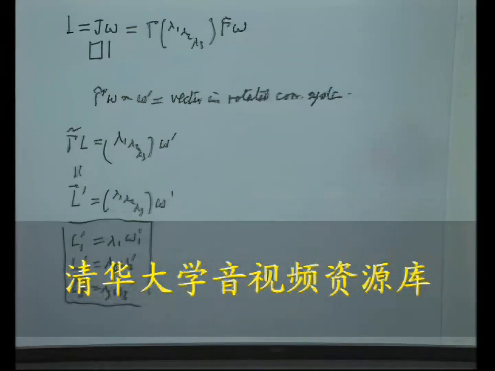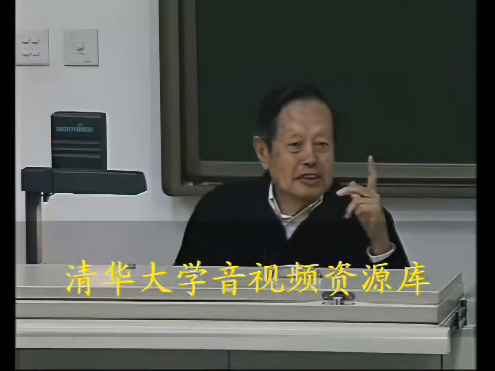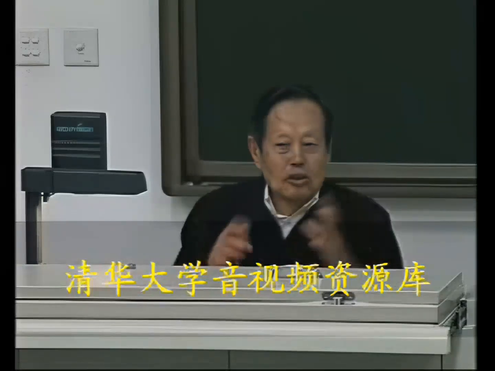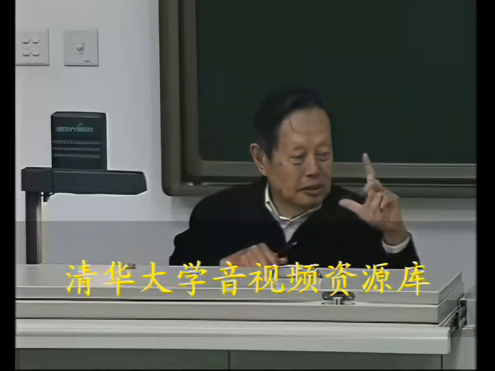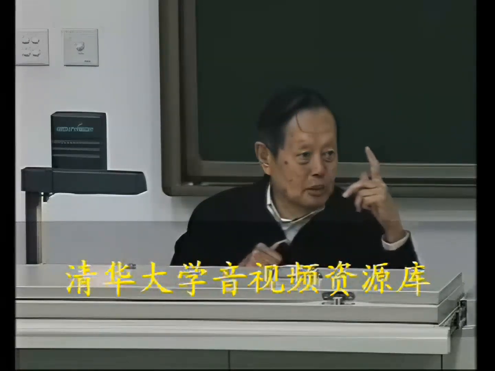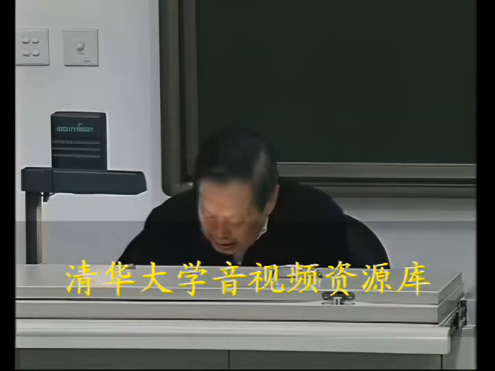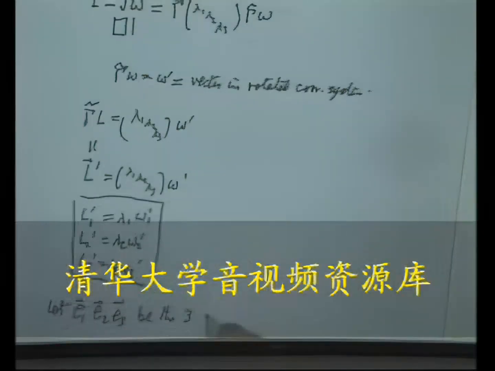If I call those new three axes, all this is about in the center of mass system of the body. So there are three new axes. I call them E1, E2, E3. Let E1, E2, E3 be the three unit vectors along psi 1, psi 2, psi 3.